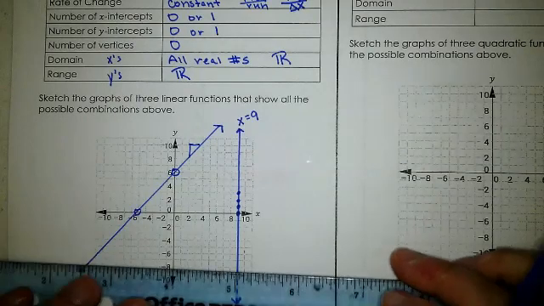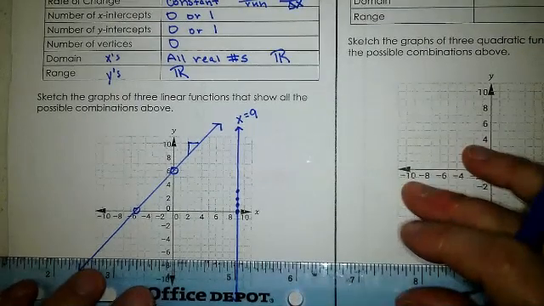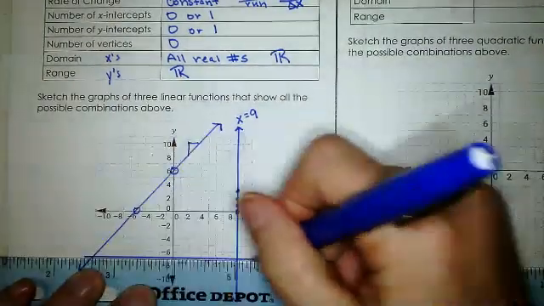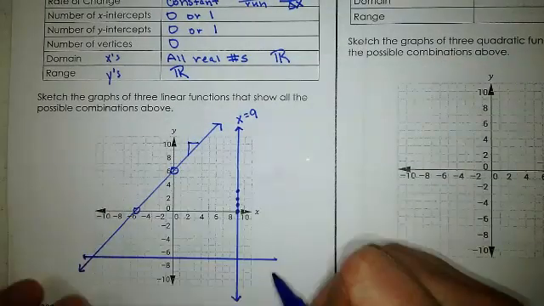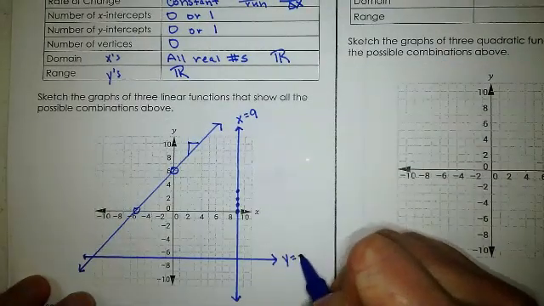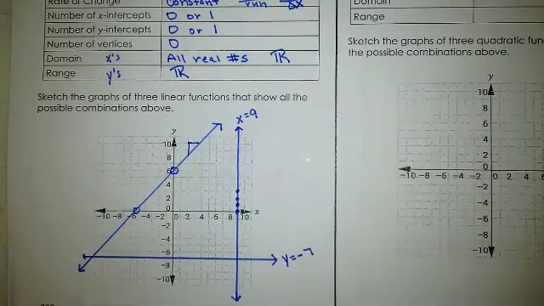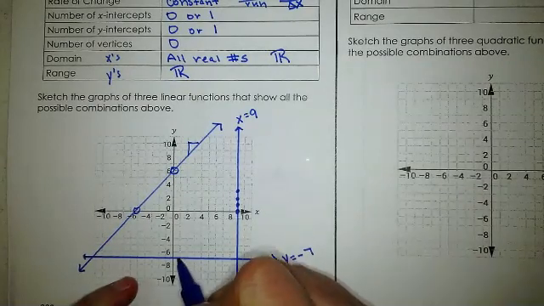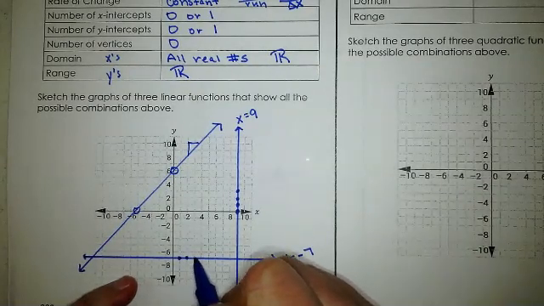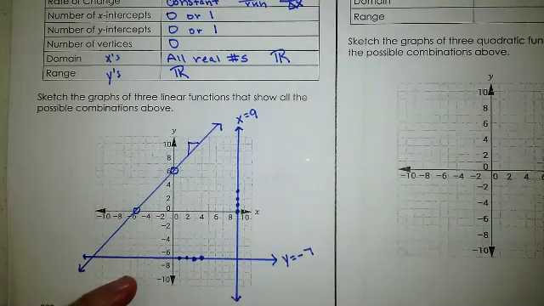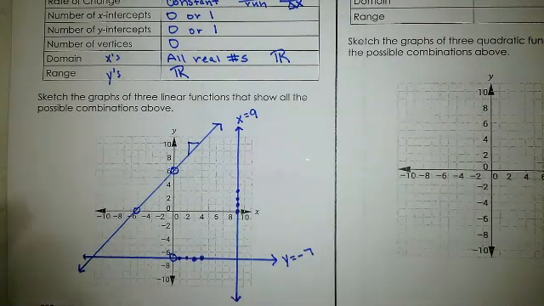You could have a horizontal line, such as this one, which would be the equation y equals -7, because every point on this line has a y value of -7. So this would be (1, -7), (2, -7), (3, -7), (4, -7). This line has one y-intercept, but no x-intercepts. So that's the basics for a linear function.